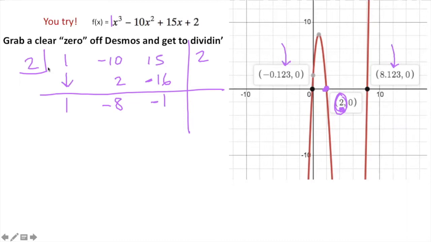Multiply back. -1 times 2 is -2. Get your total here, your sum. 2 minus 2 is 0, which is what you needed. You needed no remainder. If you got a remainder, you either made an arithmetic mistake or you did not get the correct 0 off of the graph. So at this point, we have, this means 1x squared minus 8x minus 1. So we are ready to do the quadratic formula to find the remaining 2 zeros, which we will do right now.